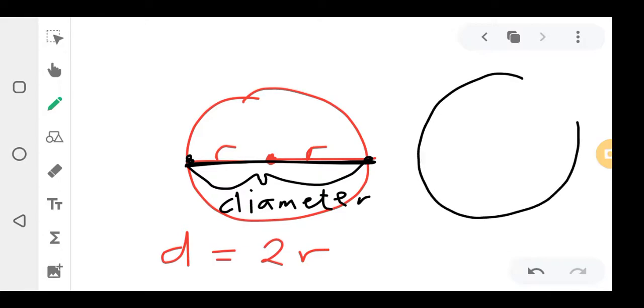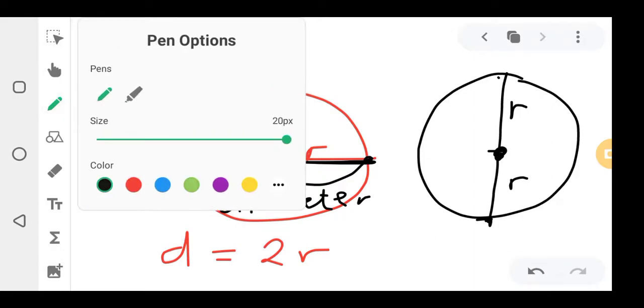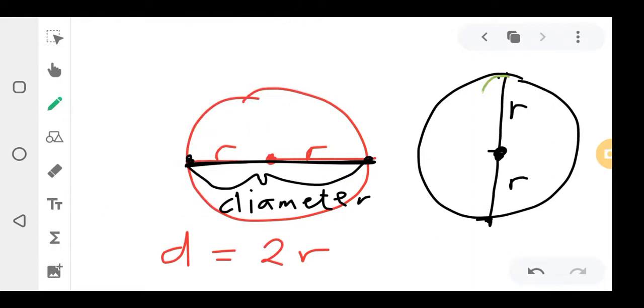If this is a circle, and I draw a line from there to there, it's a radius. Again, I extend it from here to here, it's a radius. When you add this radius and this radius, these two radiuses form what is known as the diameter, the whole distance from there all the way to there.